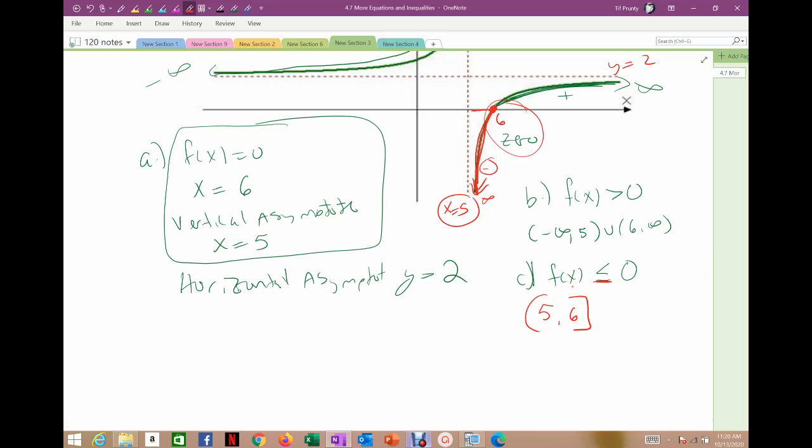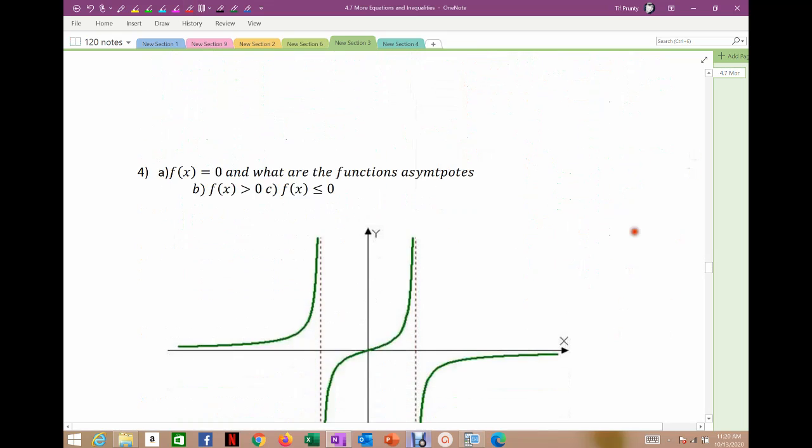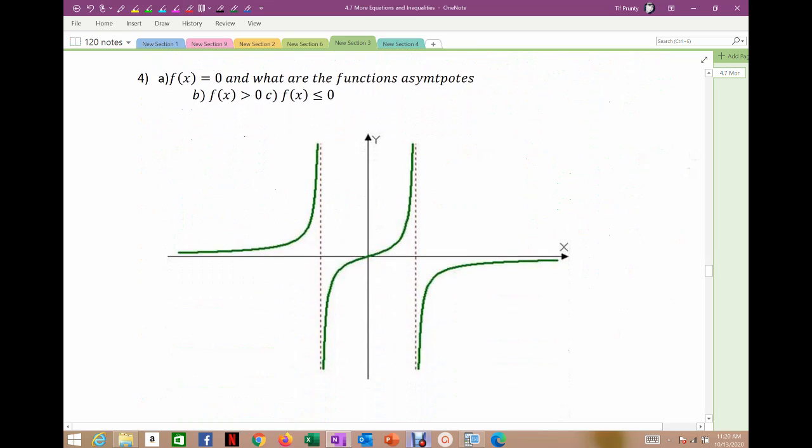Alright, the last example of these where we're giving you the graphs. So again, I have to label my stuff. So I've got an asymptote at y equals 0, at 3 and negative 3, and then I've got a zero at 0. And that's it.